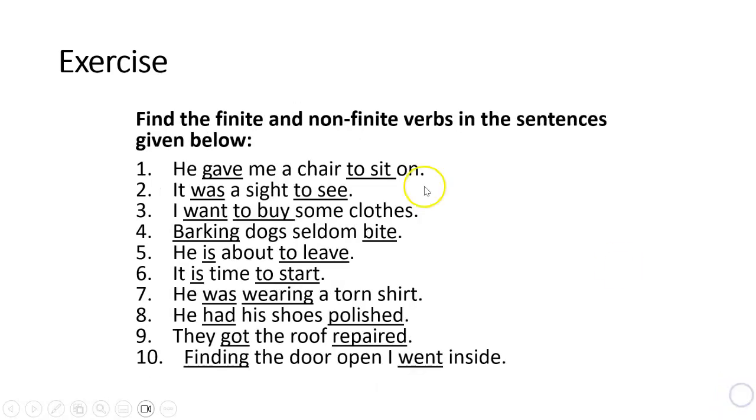Okay. These are the verbs. Gave, to sit. Was, to see. Want, to buy. Barking, bite. Is, to leave. Is, to start. Was, wearing. Had, polished. Got, repaired. And finding, went. Okay, first step, we found all the verbs. Great. Now, are they finite or non-finite?